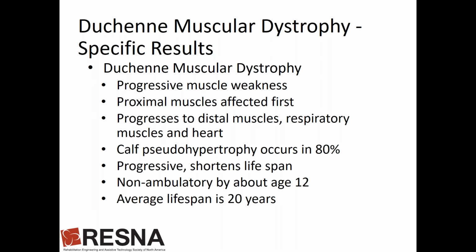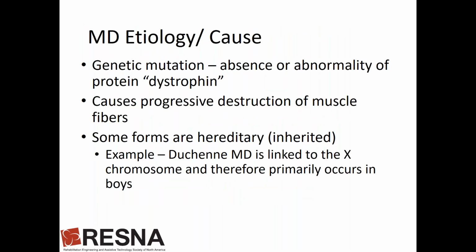Average lifespan is 20 years. You know, I think that's average. I do see them into adulthood. The thing with these kids, and when we get to positioning, if you think about it, they are ambulatory up to age 12, but I like these pictures. But they have weakness in their hips and weakness in their shoulders.